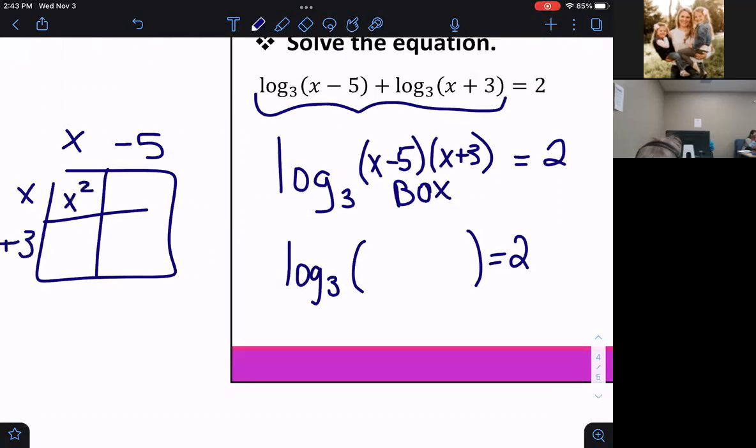So x times x is x squared. X times negative 5x is negative 5x. 3 times x is 3x. And negative 5 times 3 is negative 15. So that's going to give me x squared minus 2x minus 15 in my parentheses there.